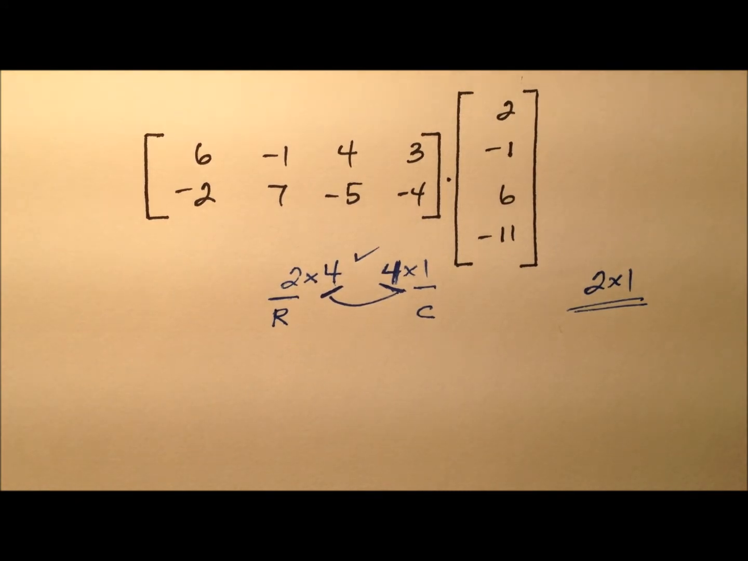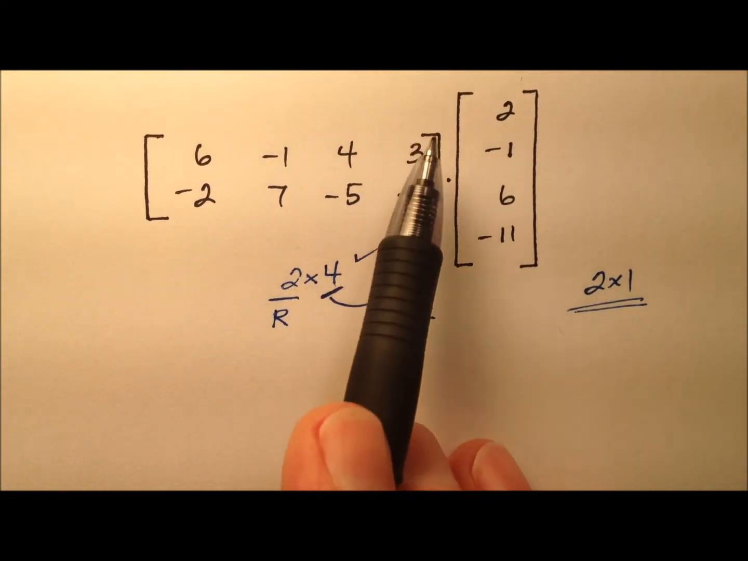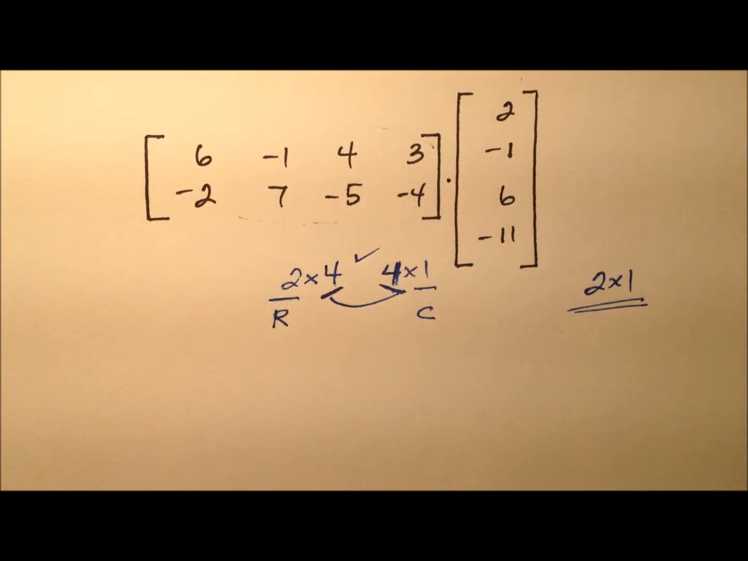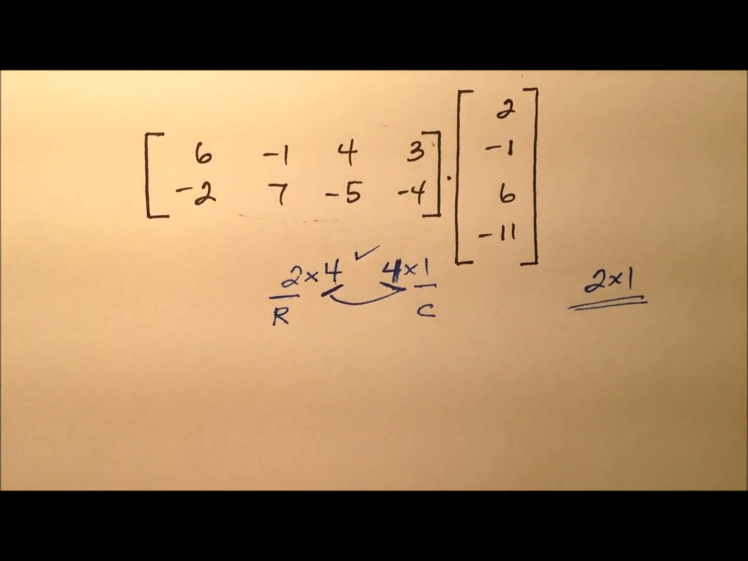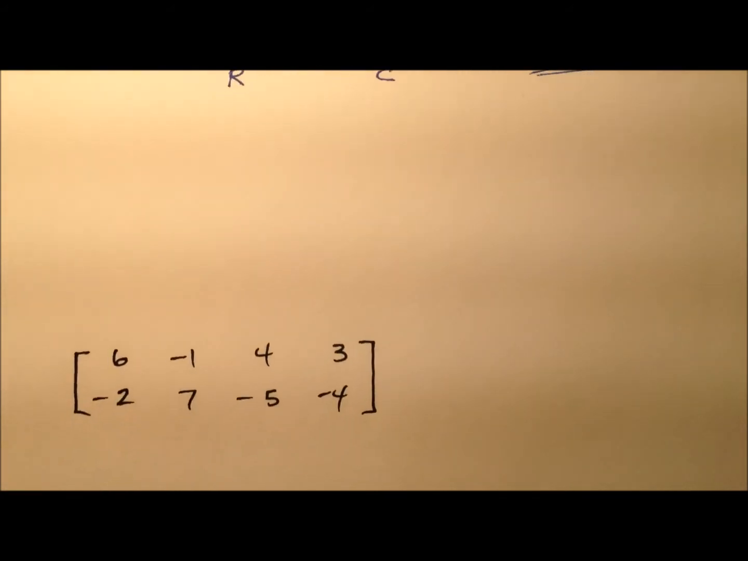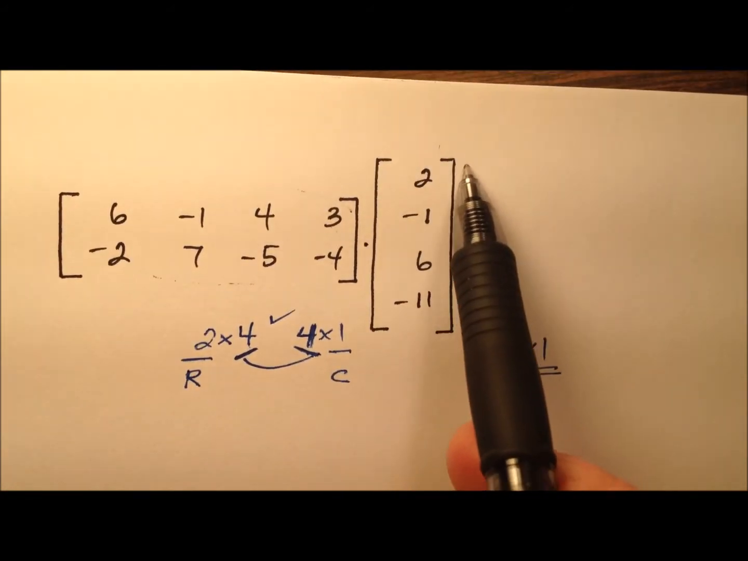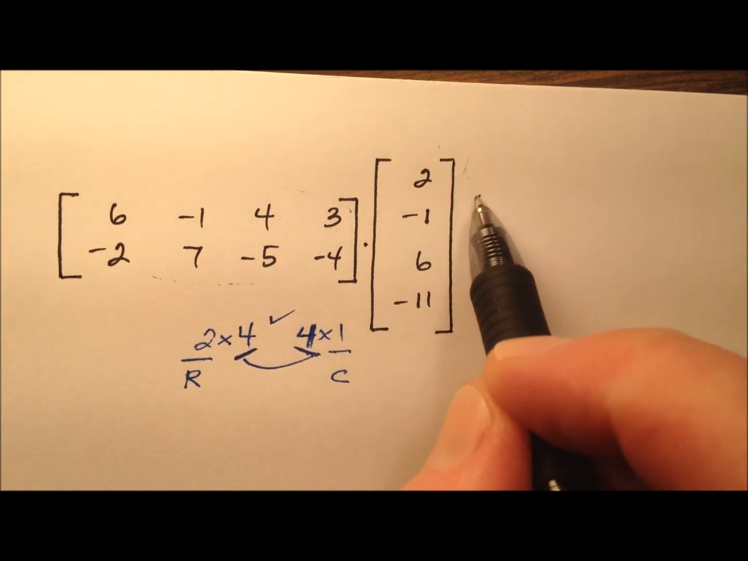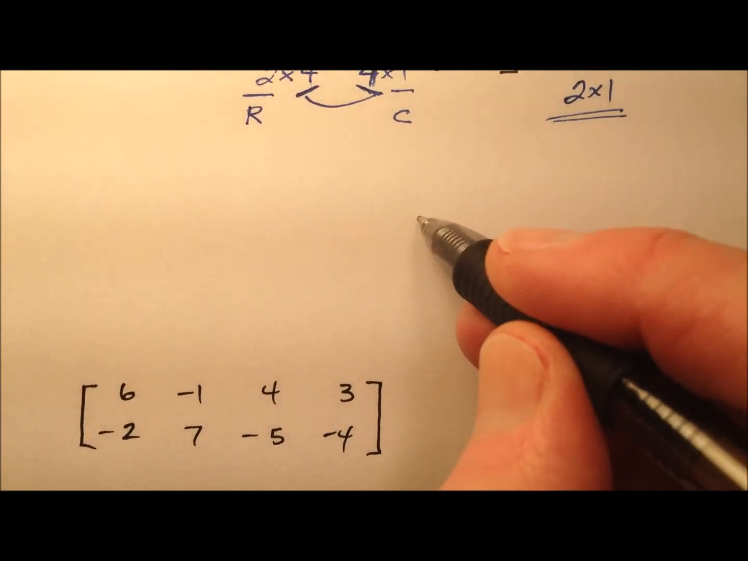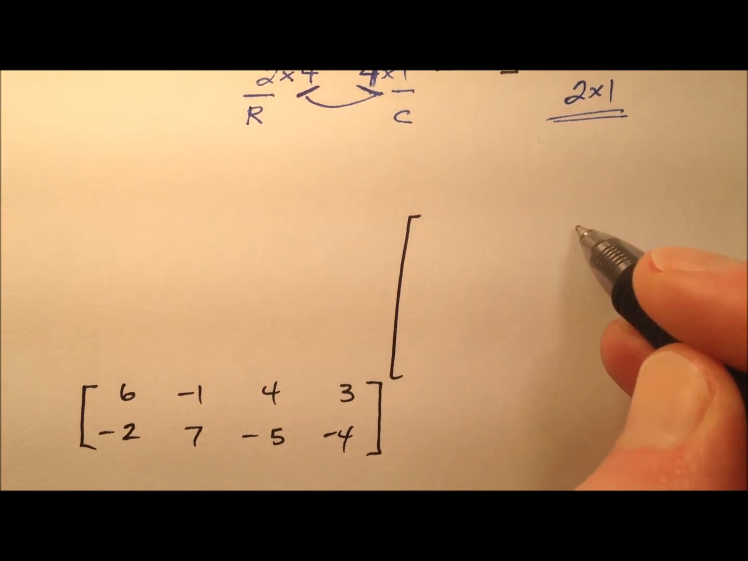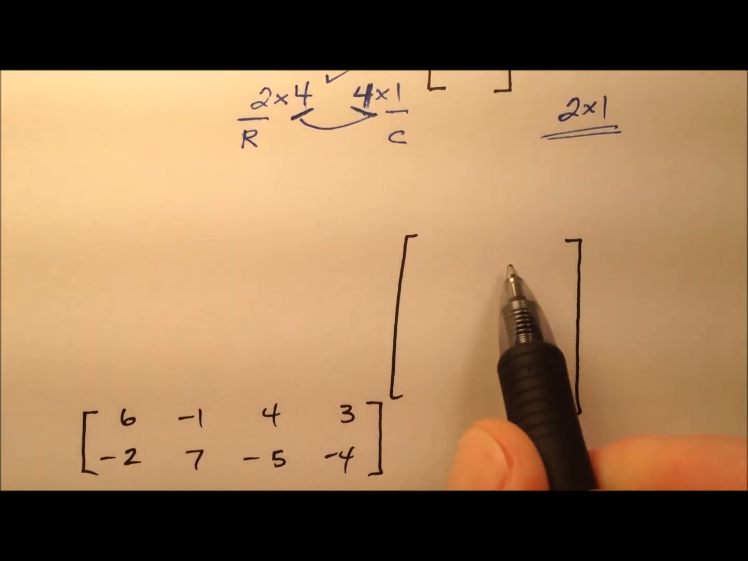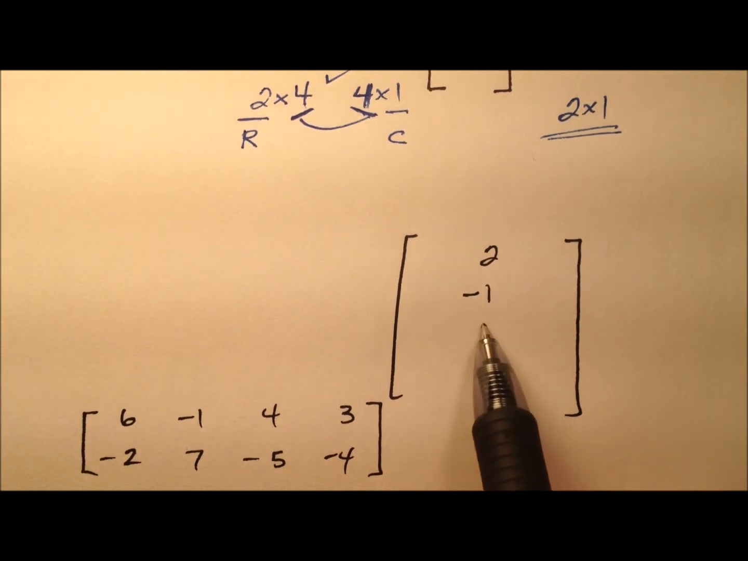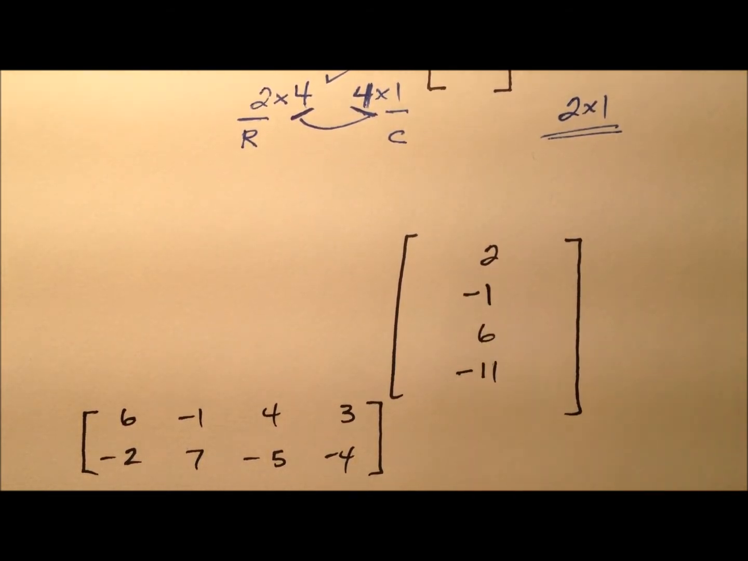So let's go ahead and set up our matrix multiplication algorithm. So I'm going to start by rewriting this matrix down here below. You probably can't see me writing this right now, but I'll slide up here momentarily. Okay, so I've rewritten this matrix, and I'm going to take this second matrix, the one on the right, and push it up a little bit, and rewrite it here. And I'm going to leave a little bit of space horizontally to work. So these values are 2, -1, 6, and -11.